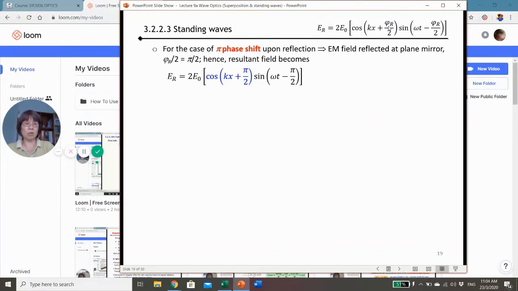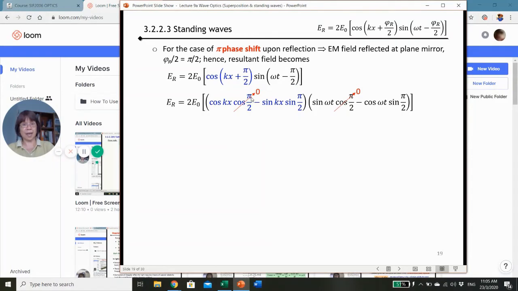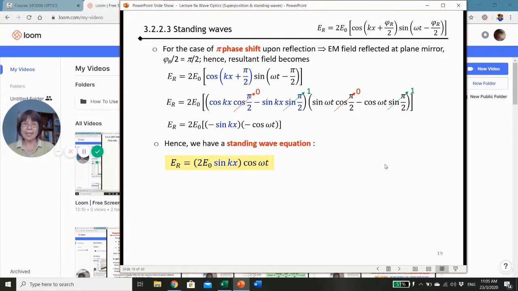So in other words, we just replace this with pi, which is written here. And when we expand this, we have cosine kx plus pi over 2 minus sine kx sine pi over 2. And expanding this, we will have sine omega t cosine pi over 2 minus cosine omega t sine pi over 2. Now you know that cosine 90 is 0, so this term goes to 0. And sine 90 is 1, so we are only left with the negative sine kx and the negative cosine omega t. And hence the standing wave would be written as 2E0 sine kx cosine omega t.